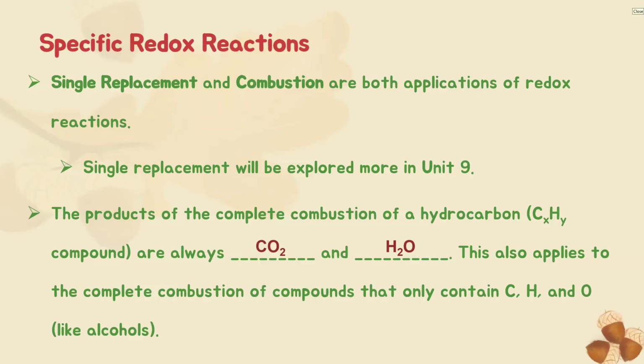Now, if there is another type of atom present in the fuel source, then obviously you will have some different products because those atoms have to go somewhere. Additionally, we can have incomplete combustion, which might form other byproducts, for example, carbon monoxide.